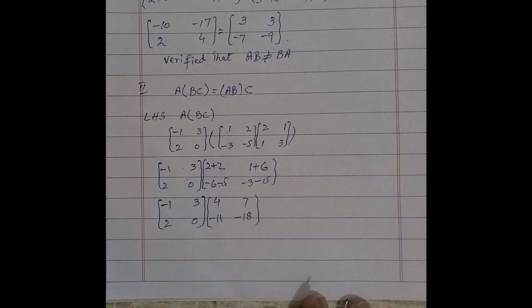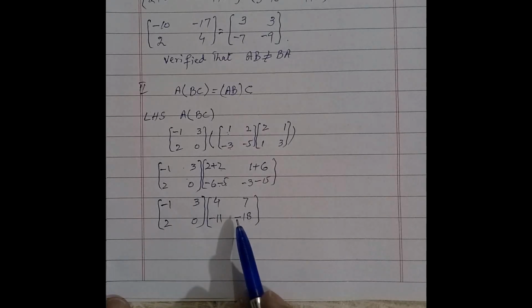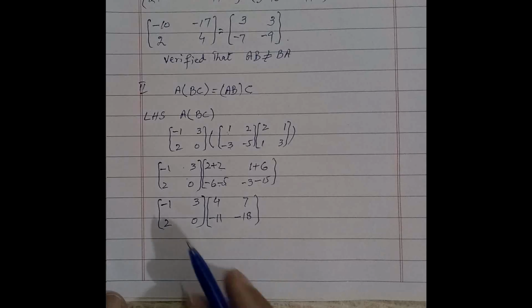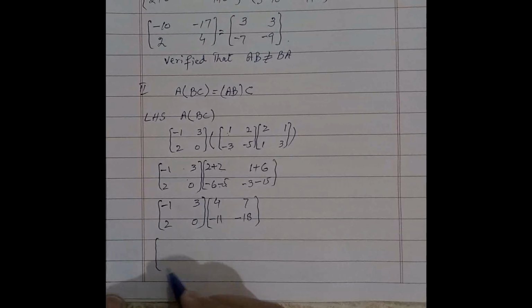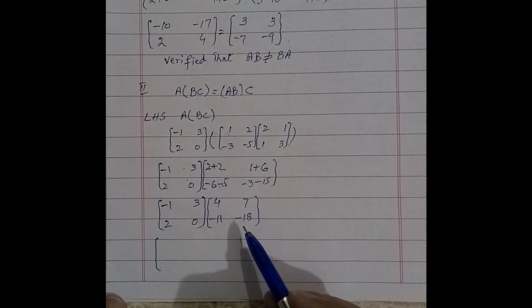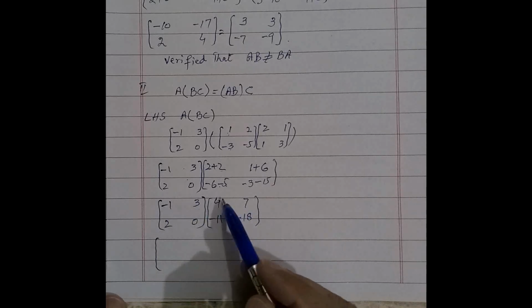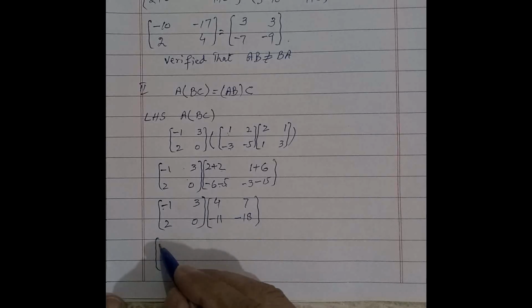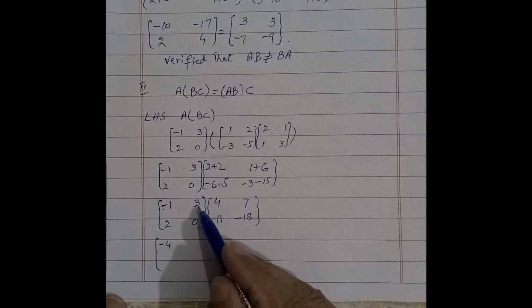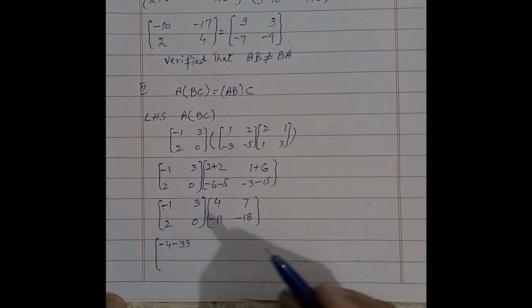These are the product of B and C matrix. Now we multiply A matrix with the product of B into C. Here is 2 column and 2 row, they are conformable for multiplication. So we multiply first row with the first column. Minus 1 multiplied by 4 is equal to minus 4. 3 multiplied by minus 11 is equal to minus 33.